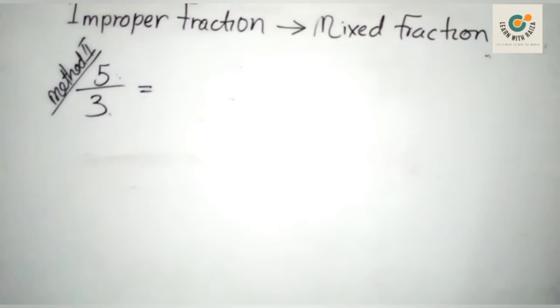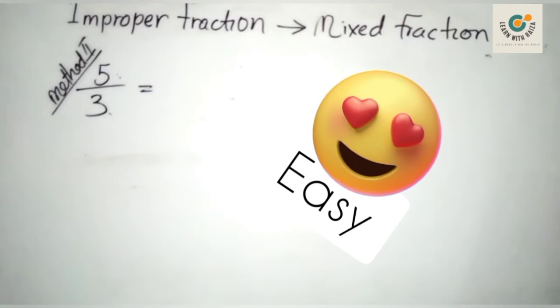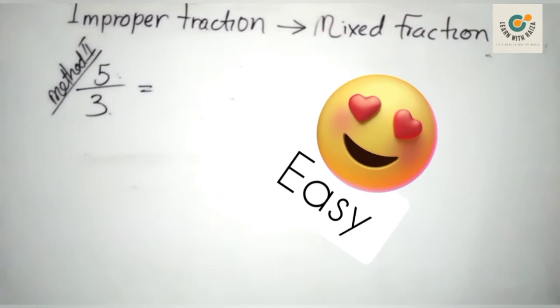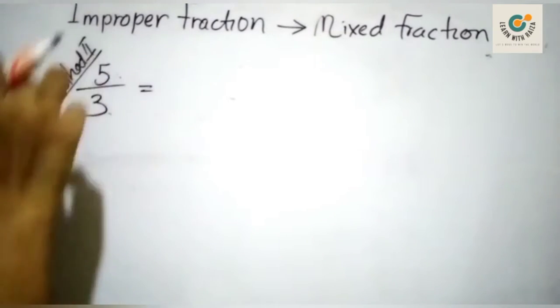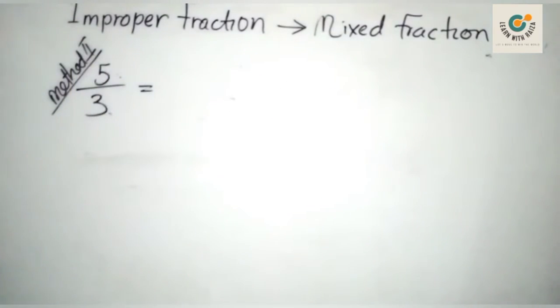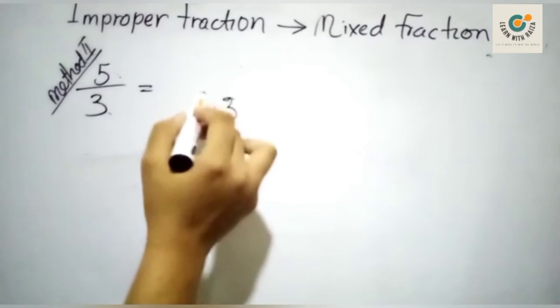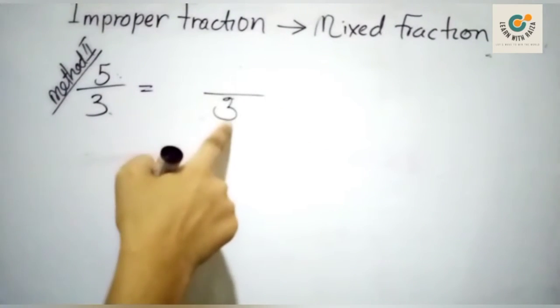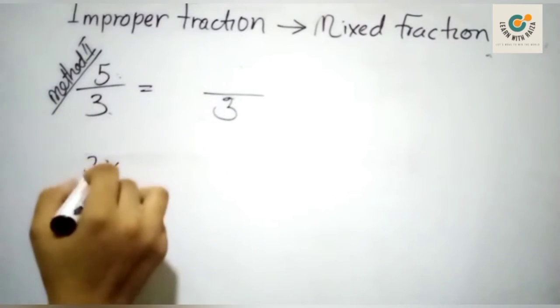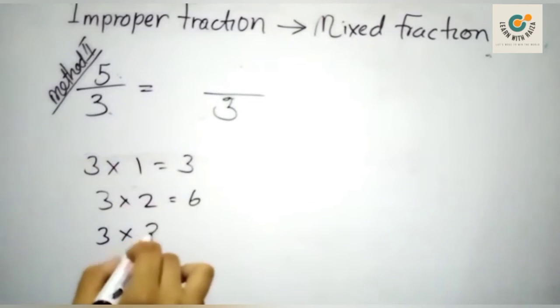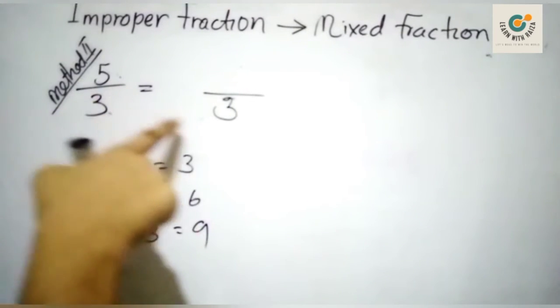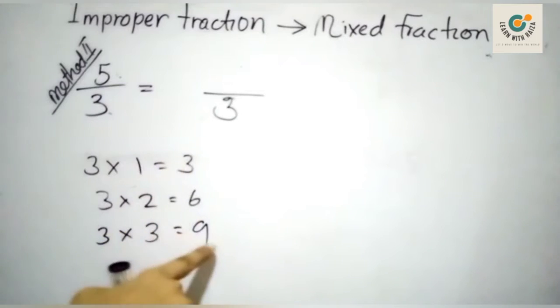The second method to convert an improper fraction into a mixed fraction is much easier than the first method. If you can remember the multiplication table, you can follow this method. When you are given an improper fraction to be converted to a mixed fraction, write down the denominator as it is without any change. Then follow the multiplication table. 3 1s are 3, 3 2s are 6, 3 3s are 9. Now, which number is giving a value closer to 5?